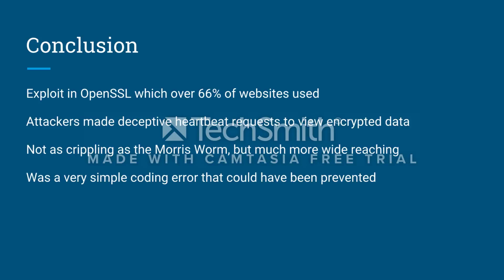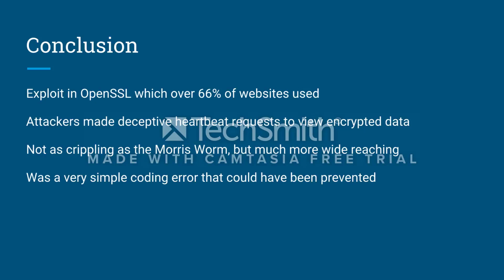And so in conclusion, Heartbleed was an exploit in OpenSSL, which over 66% of websites used. It allowed attackers to form an improper heartbeat request and view up to 64 kilobytes of data that was supposed to be encrypted. It might not have crippled computers and systems like the Morse worm did, but it affected a large portion of the websites on the internet and basically everybody who used the internet, rather than only 10% of the computers on the internet at the time, which the Morse worm affected.